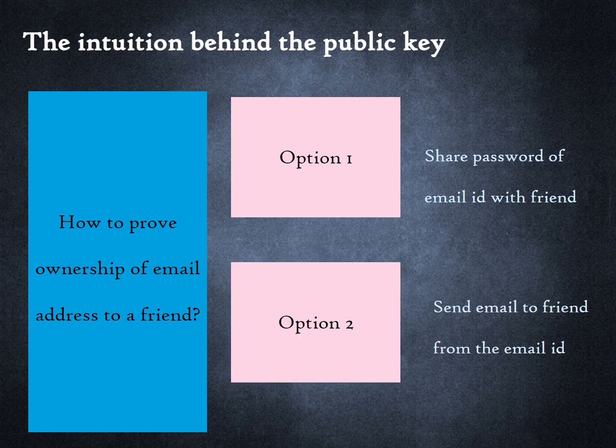The second method, which most people would choose, is to send emails from the ID jamesbond@gmail.com. You can tell your friend that you are sending an email from that address and the email would have the words "Happy Birthday." Your friend gets the email and is now convinced that you have access to that email address.